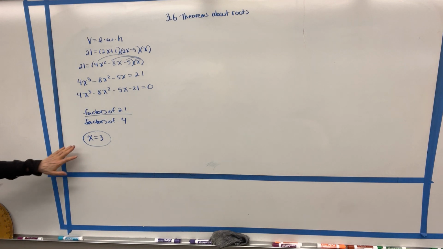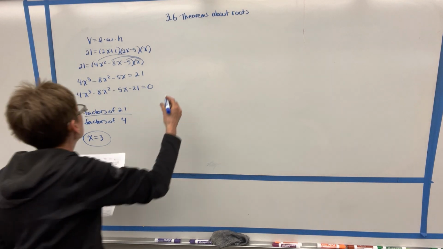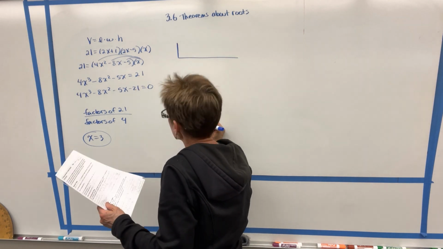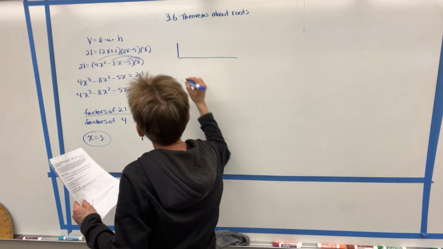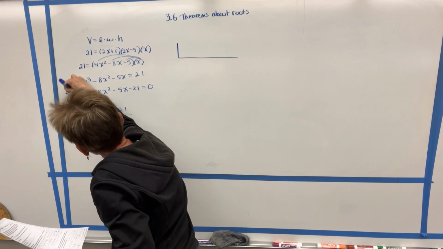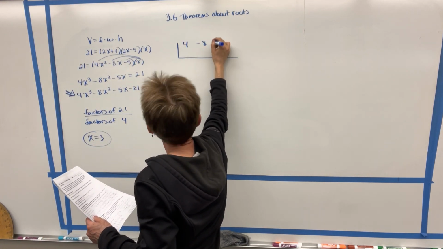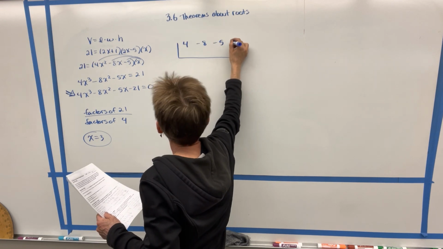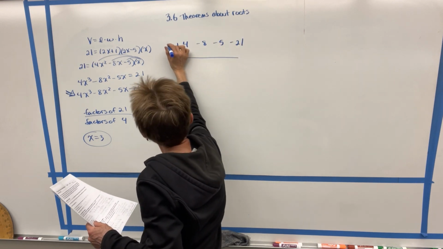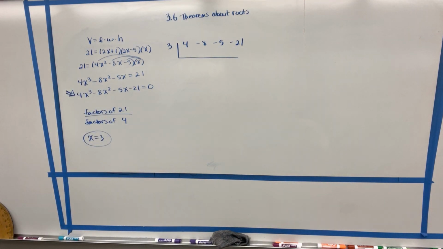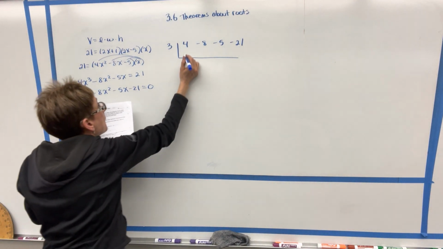Now that we know that 3 is one of our zeros, we can use synthetic division like we talked about in the last lesson to continue to factor this. So let's look at this function right here, and we're going to bring our coefficients over here: 4, negative 8, negative 5, and negative 21. Again, I plug this into the graphing calculator to see that 3 appeared to be one of my zeros.